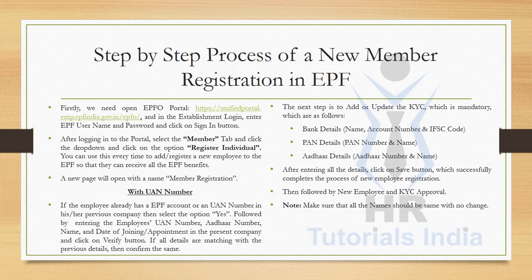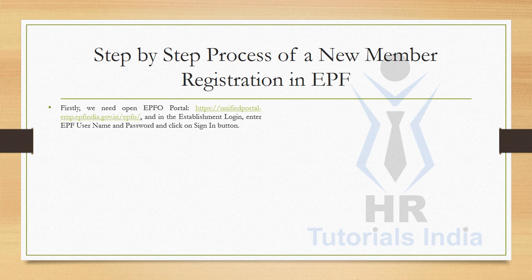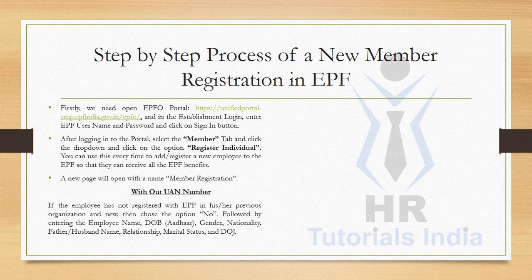So friends, now we have seen the process of registering a new member in EPF who is already holding a UAN number. Now let us see the process of registering a new member in EPF who has no UAN number. The process is the same which we have followed earlier, without UAN number. If the employee has not registered with EPF in his or her previous organization, then choose the option No, followed by entering the employee name, date of birth as per Aadhaar, gender, nationality, father's name or husband's name, relationship, marital status and date of joining.